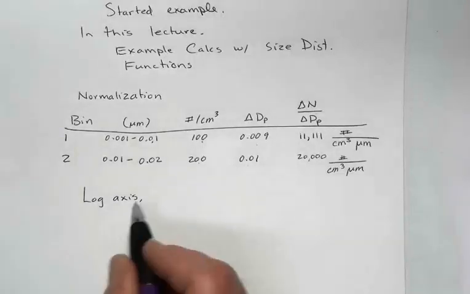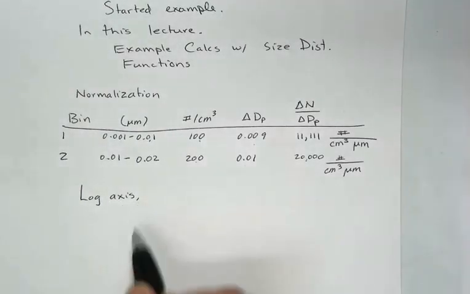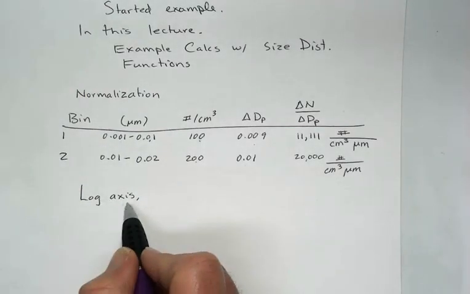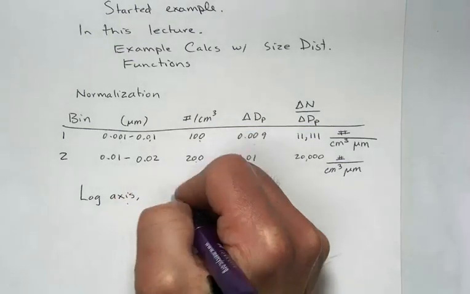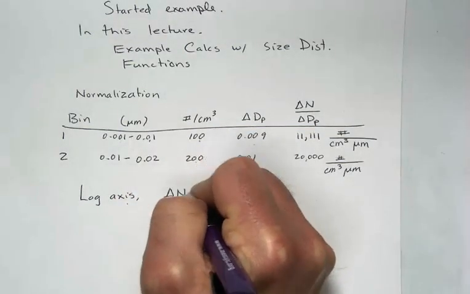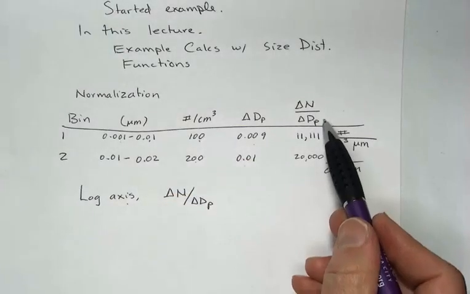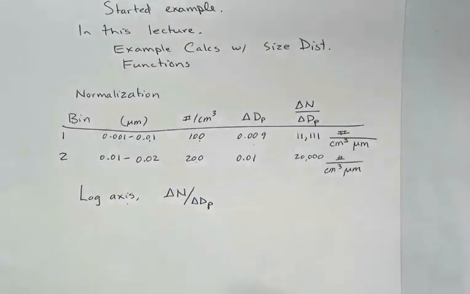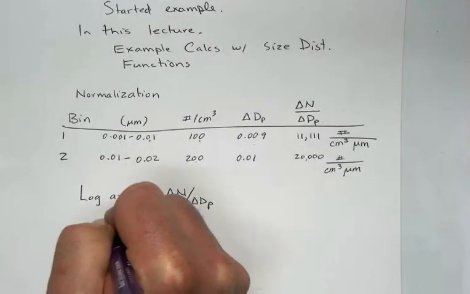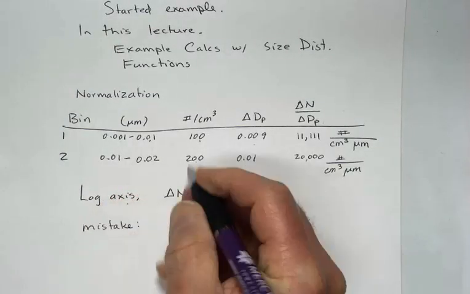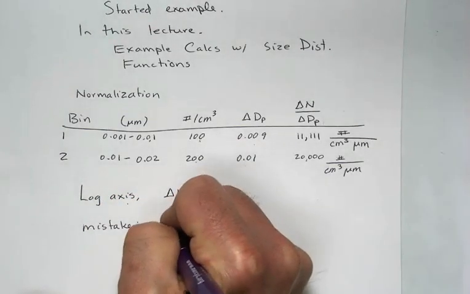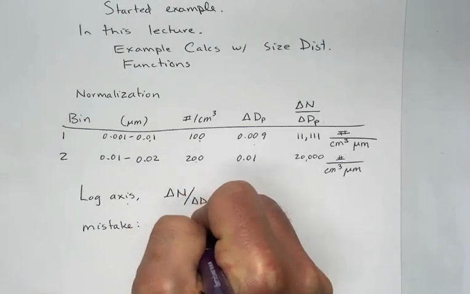we're not quite at all the recommendations. We're still going to make one mistake. We're going to do a log axis, but we're going to do delta n over delta dp normalization. So the same normalization we did here. So the mistake that we're making is the normalization should match the axis.